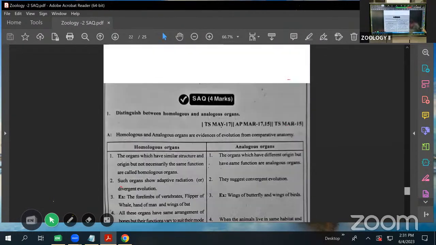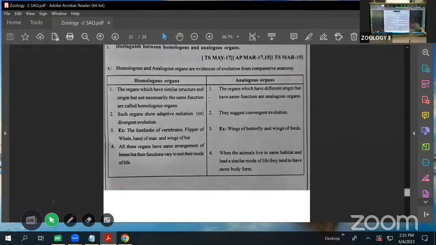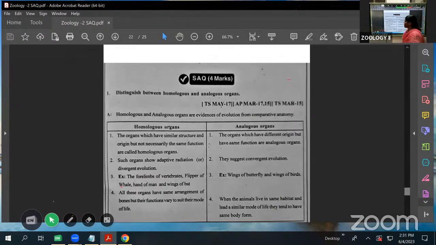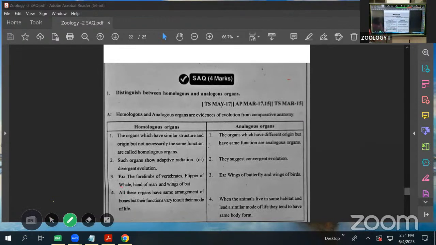See this one. All of you know this. This is homologous and analogous evolution. In genetics, more SAQs are there, which I will take in the next class, because the PDF is not available. We'll take it in tomorrow's class. Now first I'm taking evolution. From evolution, one SAQ is compulsory, and sometimes it gives 2 SAQs also. That's why listen clearly.